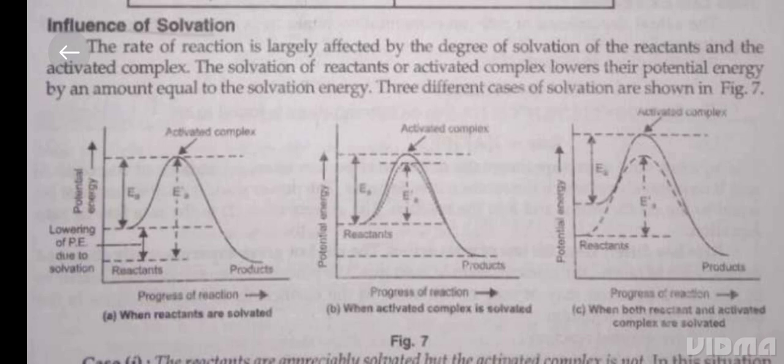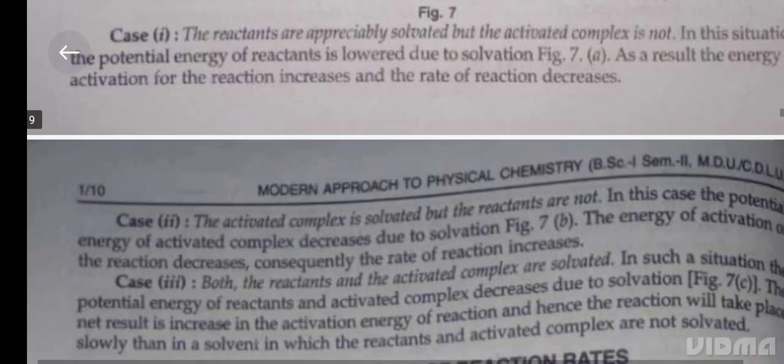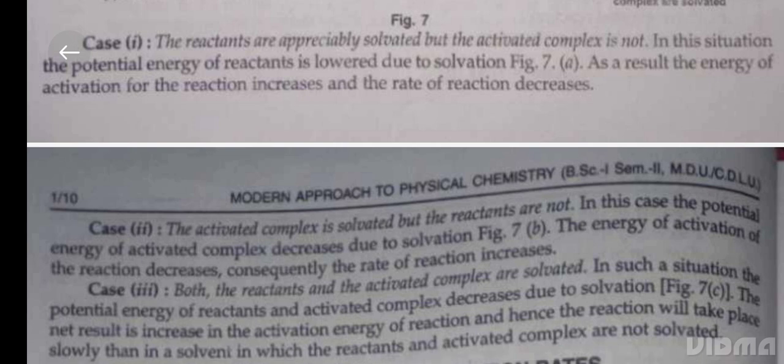Influence of solvation. The rate of reaction is largely affected by the degree of solvation of the reactants and the activated complex. The solvation of reactants or activated complexes lowers their potential energy by an amount equal to the solvation energy. Three different cases of solvation energies. Case 1. The reactants are appreciably solvated, but the activated complex is not. In this situation, the potential energy of reactants is lowered due to solvation. As a result, the energy of activation for the reaction increases and the rate of reaction decreases.